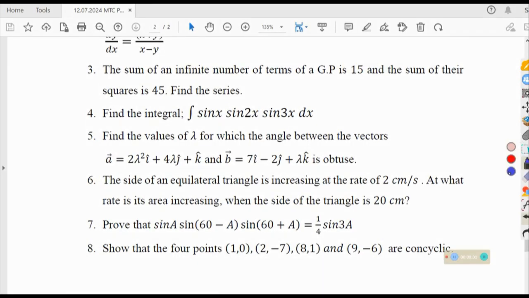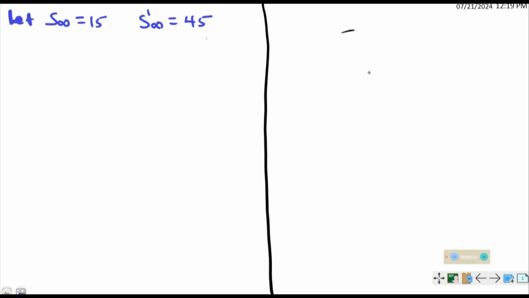We come to question number 3. Question number 3 says the sum of an infinite number of terms of a geometric progression is 15, and the sum of their squares is 45. We are interested in finding the series. So let us look at the solution for question number 3.